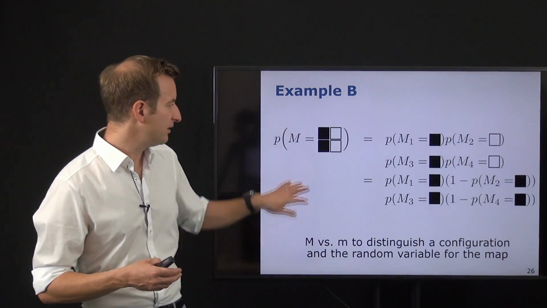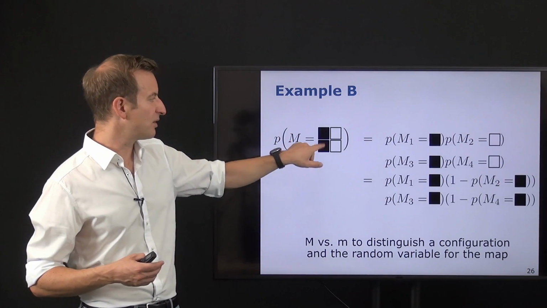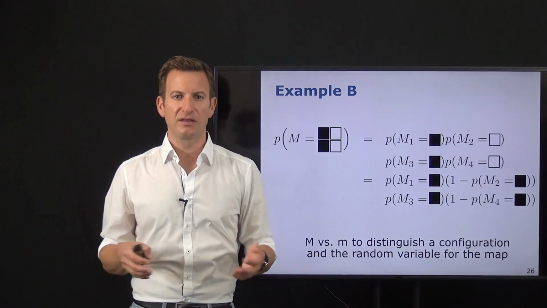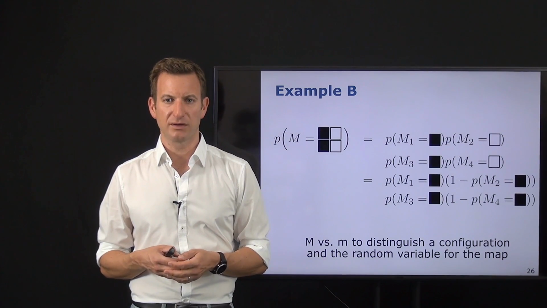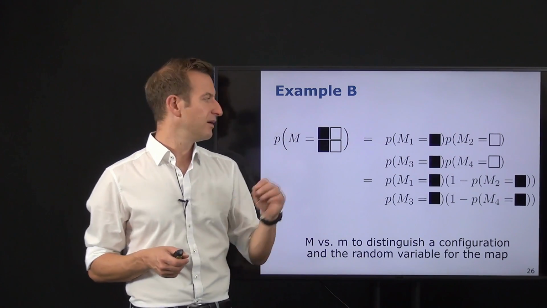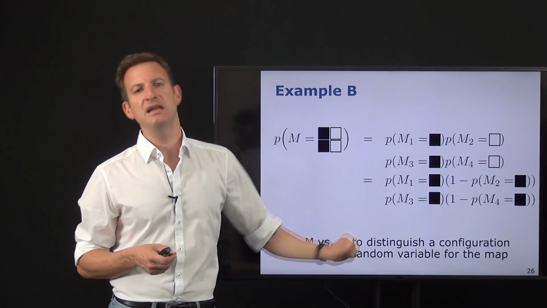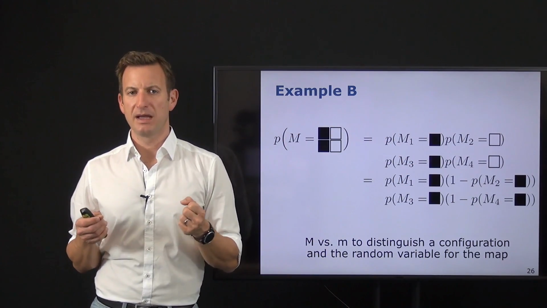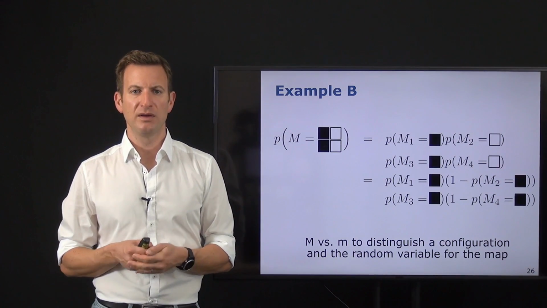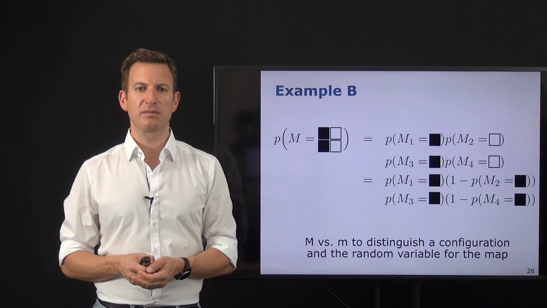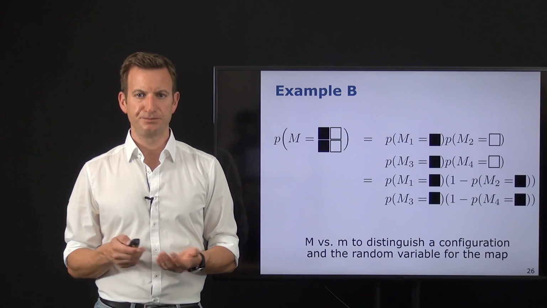And again, these are situations where it helps to distinguish between the random variable itself and the instance that I'm actually interested in, for example a specific configuration over here. But the key thing is we have a map, and this map can be broken up into cells. Those cells are independent of each other, and so they turn into a product of individual small probability distributions, and they are binary random variables, so they can be either occupied or free.